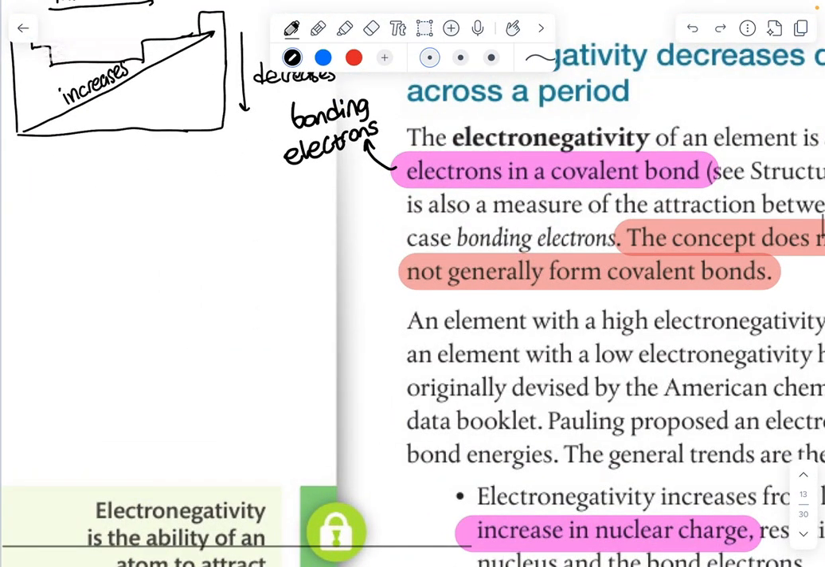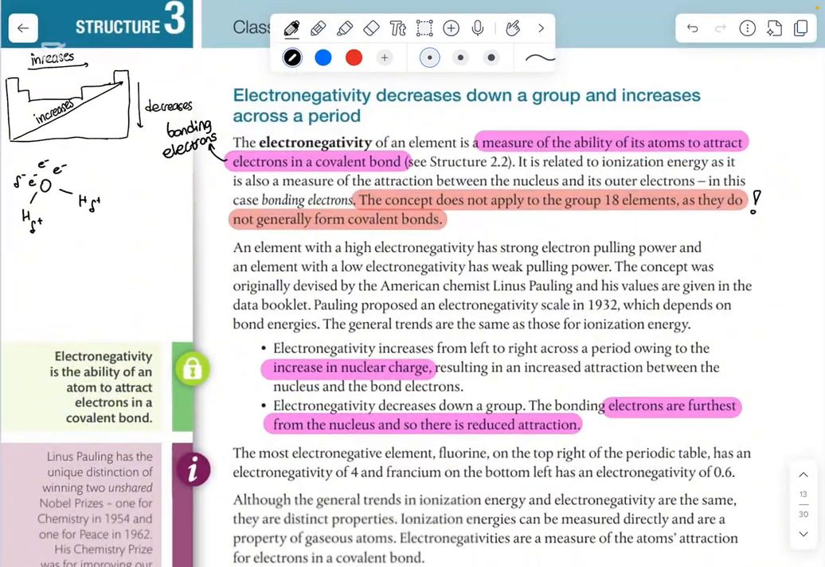Recall what a water molecule looks like. We have an oxygen, we have a hydrogen, we have a hydrogen. Oxygen has a higher electronegativity, so the electrons are going to stay around the oxygen more, which makes it partially negative, and the hydrogen is partially positive.